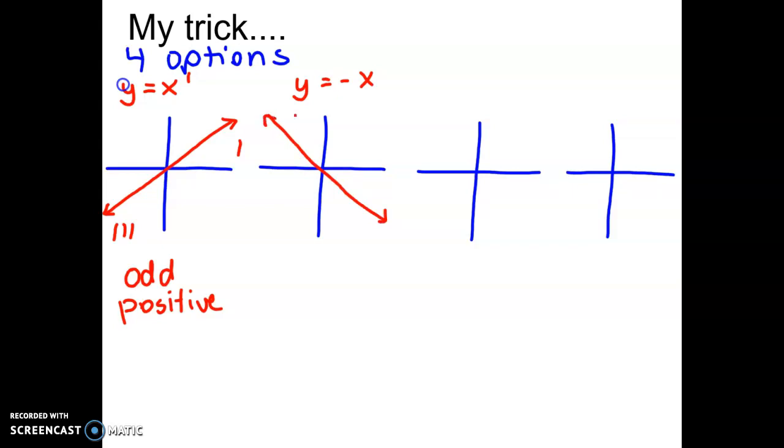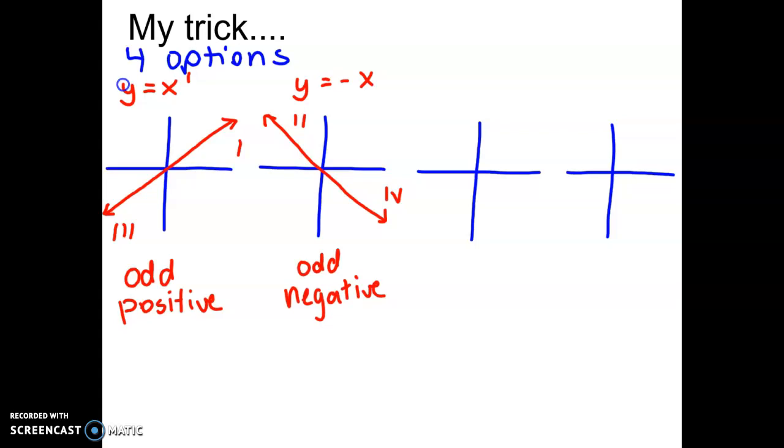So it goes from quadrant 2 to quadrant 4. The downward sloping line still has an odd degree, but this time it has a negative leading coefficient, which makes it again slope downwards. So that's kind of your second option.